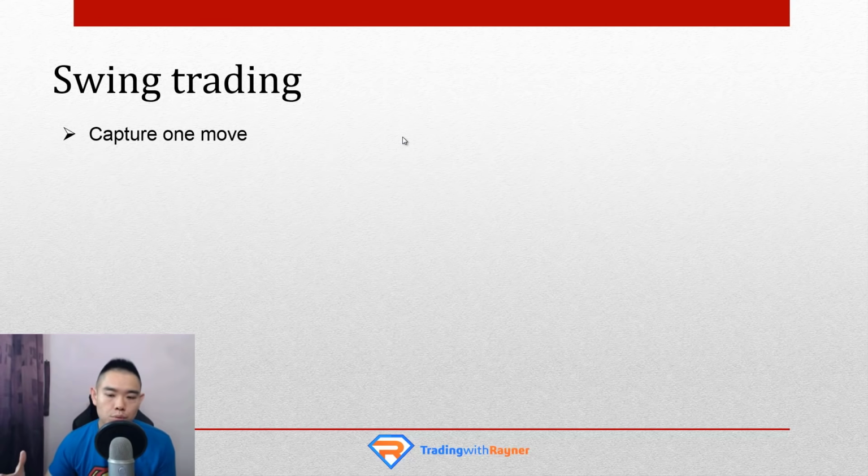So as a swing trader, what you're trying to do is to capture just one move in the market, just that one swing, zoom. That's it. So to illustrate, what is a swing in the market?